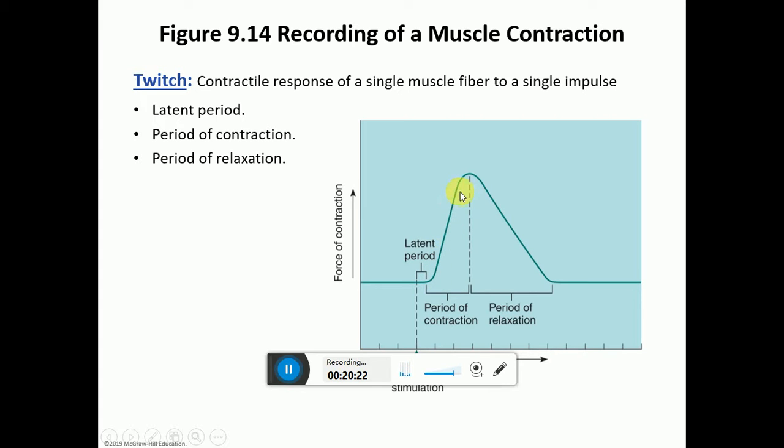And this right here is your muscle contracting and then the muscle relaxing. And now it is back to its resting position. You can see here that contraction happens a little bit faster than the relaxation does.